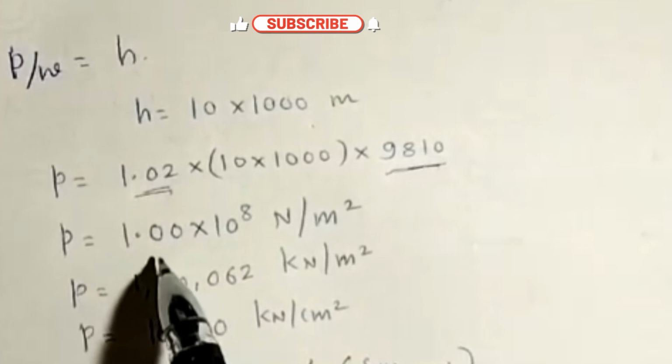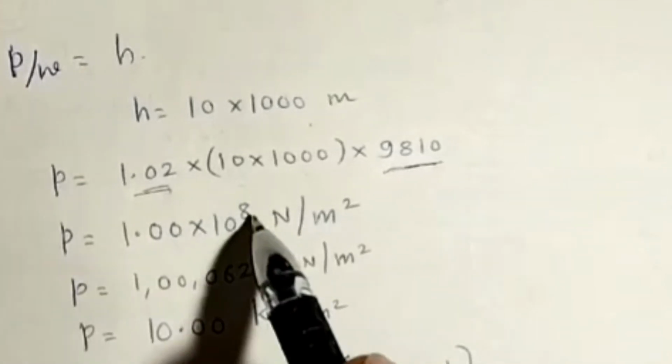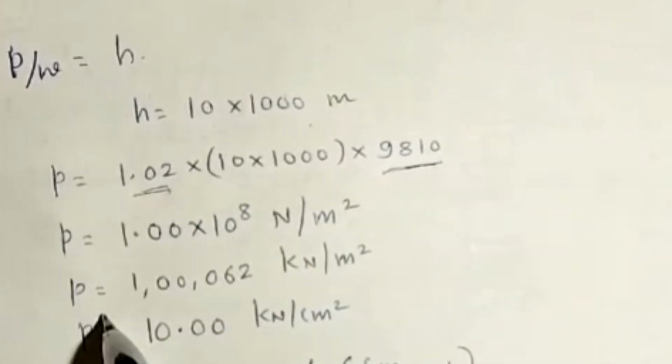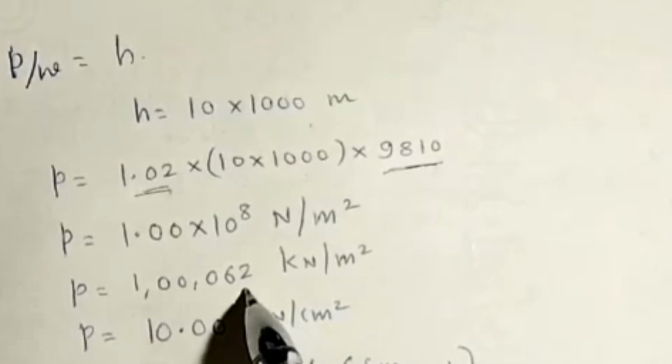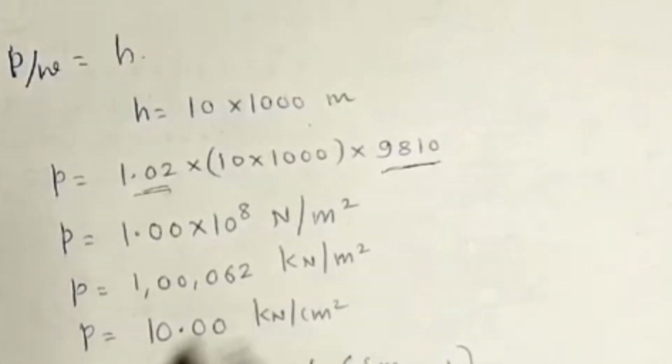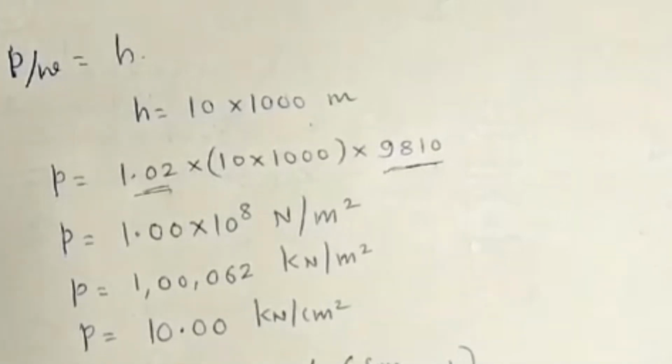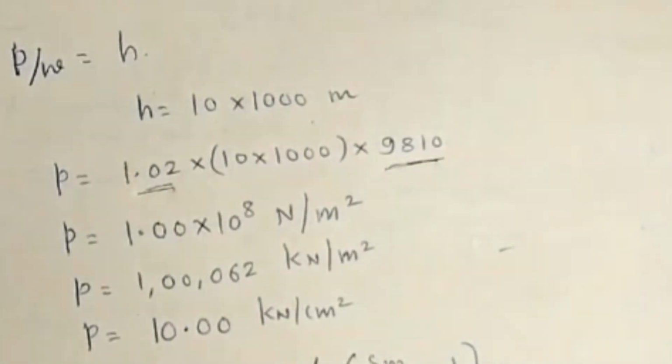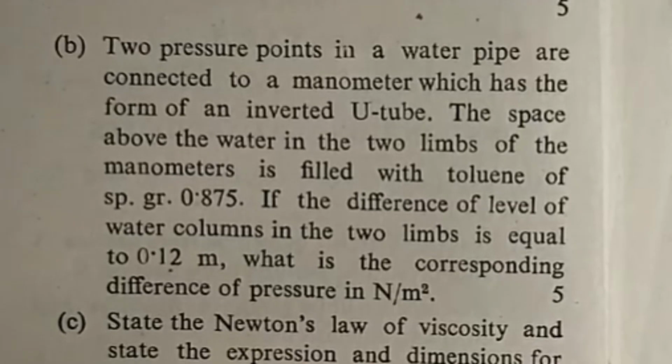So P is equal to 1.00 into 10 raised to 8 Newton per meter square. So that is equal to 1,62 kilonewton per meter square or 10.00 kilonewton per centimeter square. So this is the answer for this first problem. Let us take another example.